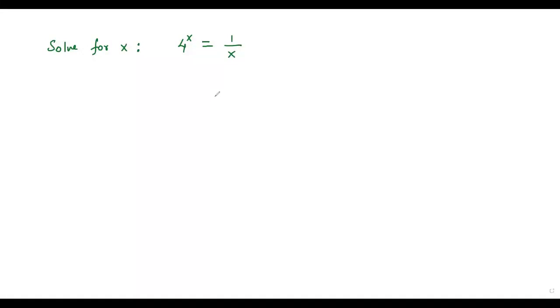Here we have a math Olympiad question. That is, we have to solve for x in the given equation: 4 to the power x equals 1 over x.